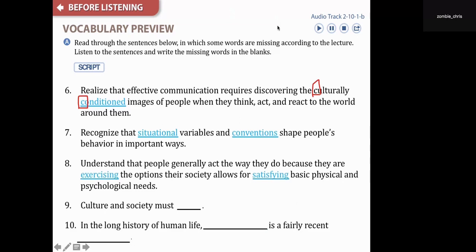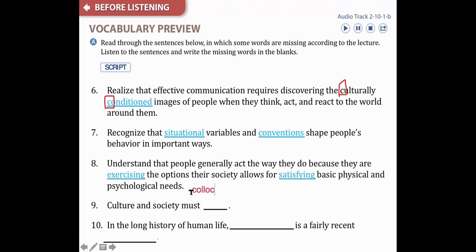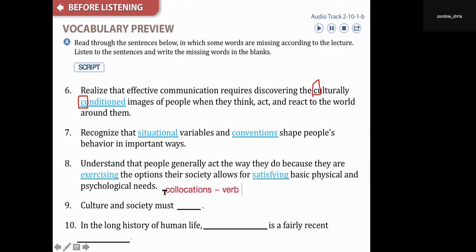A couple of collocations here. Collocations are verb and noun set phrases that always go together. I mean by this, when we have something like make the bed, we don't say do the bed, we say make the bed. So we often have verb and noun set phrases, and these set phrases are called collocations. So here we would exercise our options, or more commonly you would hear exercise your rights. Exercising can have the idea of physical exercising, and it can also have the idea that you're exercising an option, or you're exercising a right.